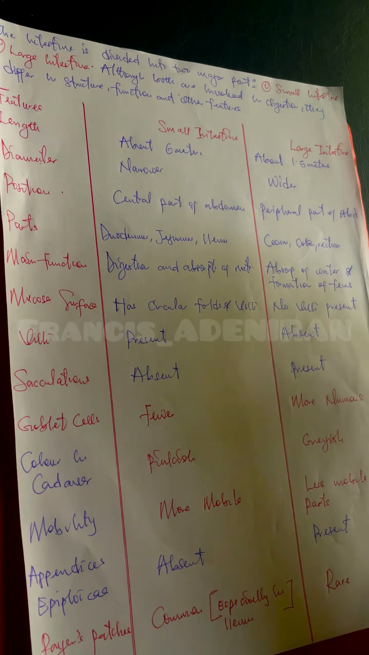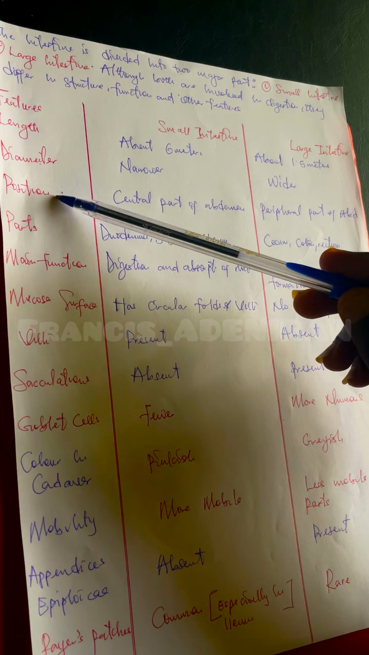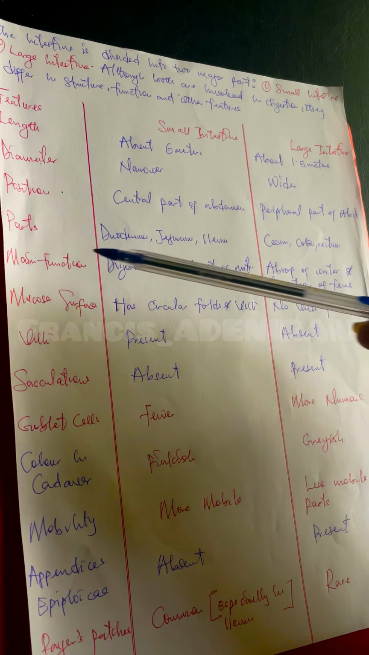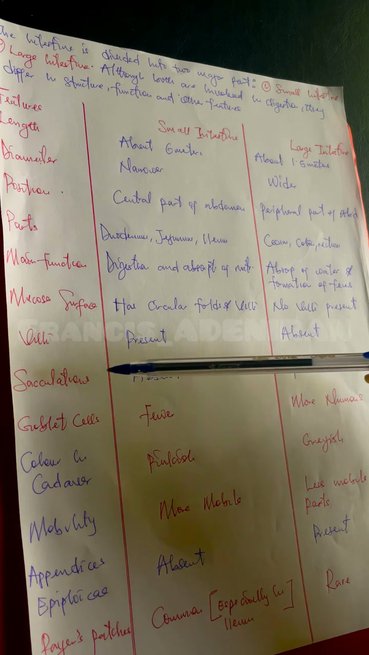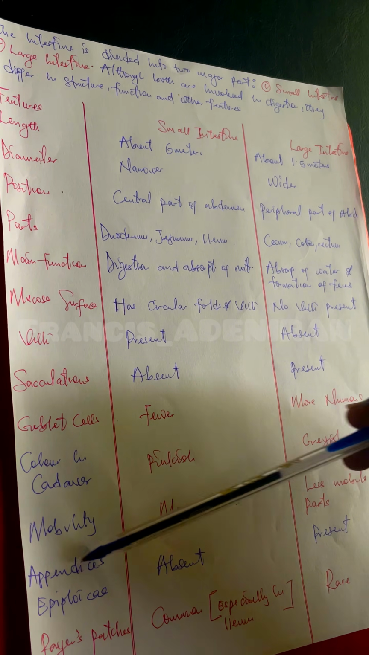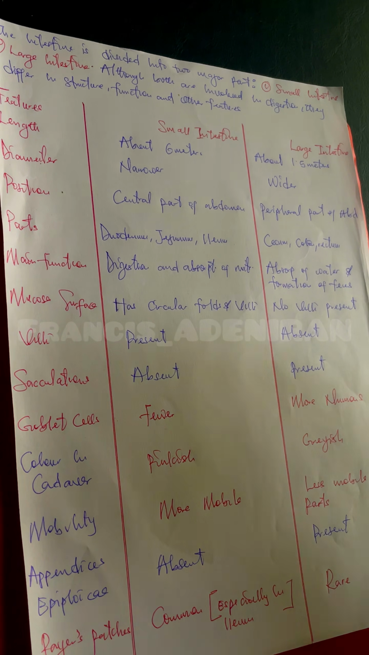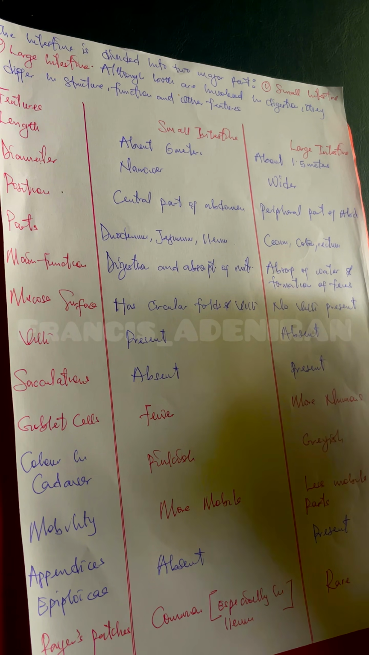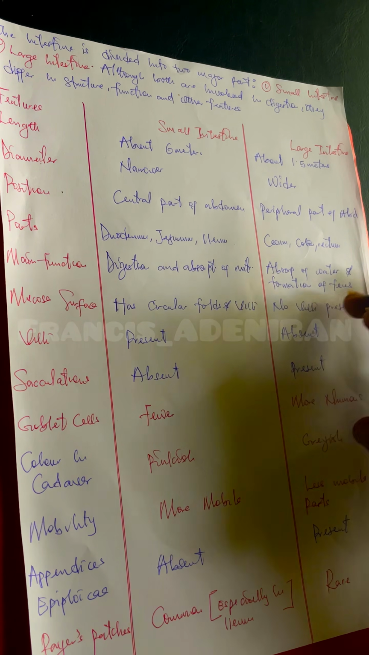So overall, we have the length, diameter, position, parts, main function, mucosal surface, villi, circulation, goblet cells, color in cadaver, mobility, appendices epiploicae, and Peyer's patches. So with this, you understand small intestine versus large intestine.